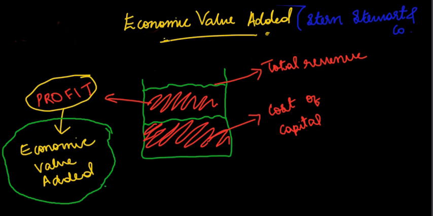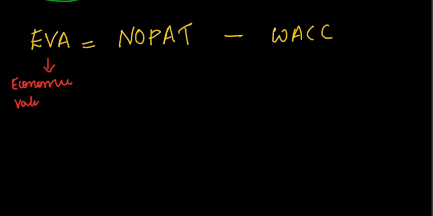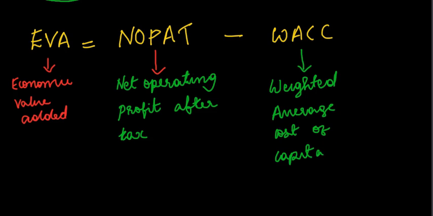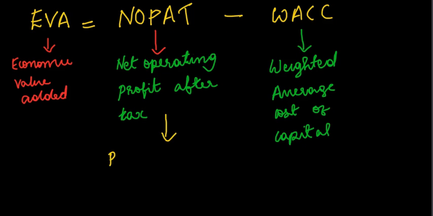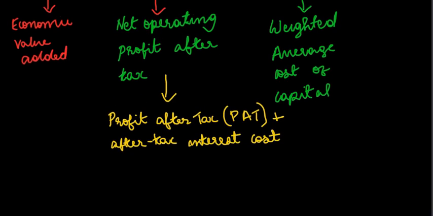How to estimate the economic value added of a company? In simple terms, economic value added is equal to net operating profit after tax minus cost of capital. Net operating profit after tax, or NOPAT, is the value obtained by adding after-tax interest cost to profit after tax. The same can be obtained by the formula: earnings before interest and taxes times (1 minus tax rate).